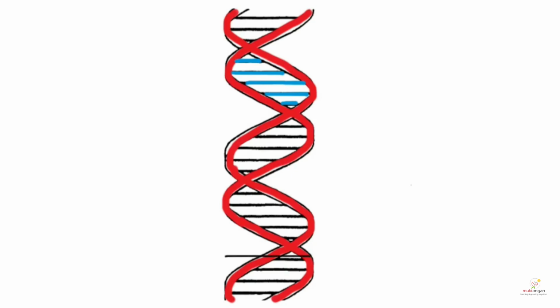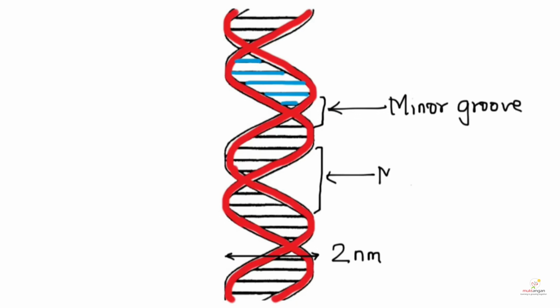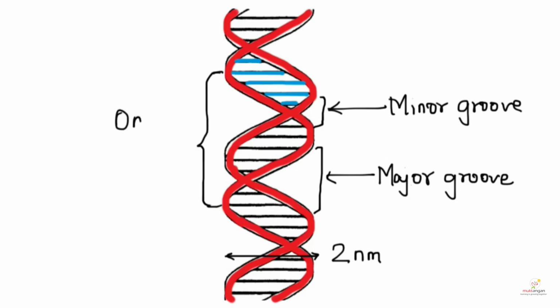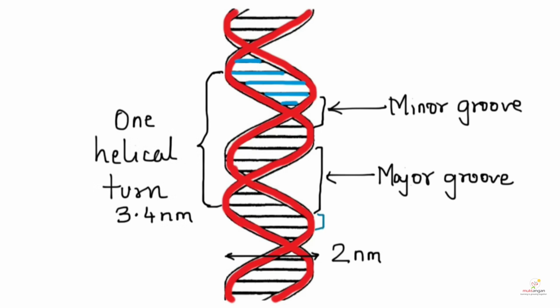The diameter of the double helix is 2 nanometers. The double helical strand has minor grooves and major grooves. One major and minor groove makes one helical turn. The length of one helical turn is 3.4 nanometers and there are 10 base pairs in one turn.